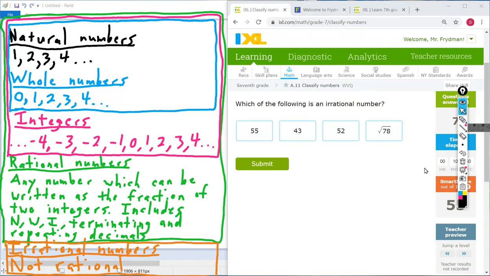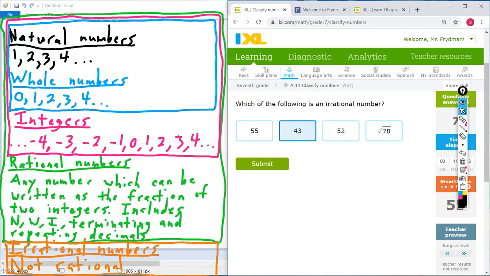Which of the following is an irrational number? So remember, the rational numbers include all of the integers, the whole numbers, the natural numbers. In other words, if a number is a natural number or a whole number or an integer, then it is also a rational number. So 55 is, let's just say, an integer. It's also a whole number and a natural number.